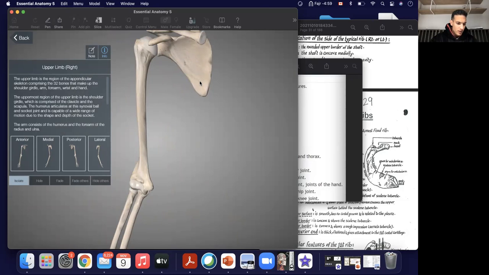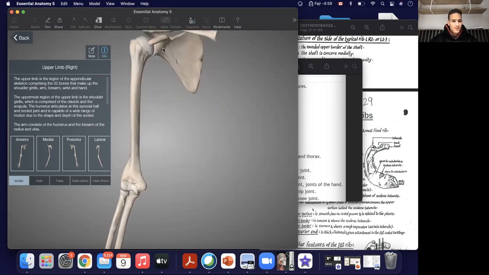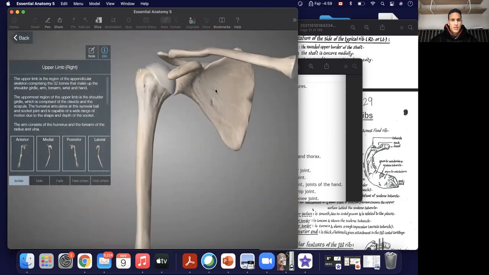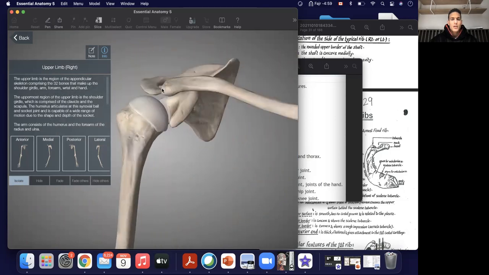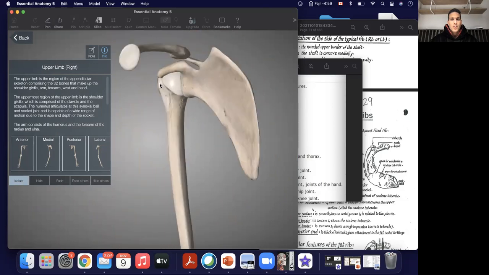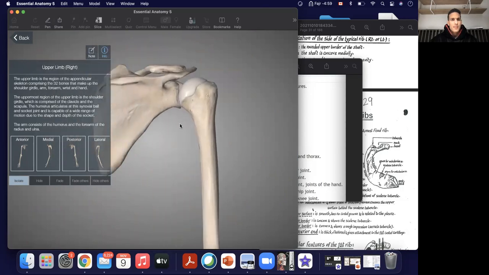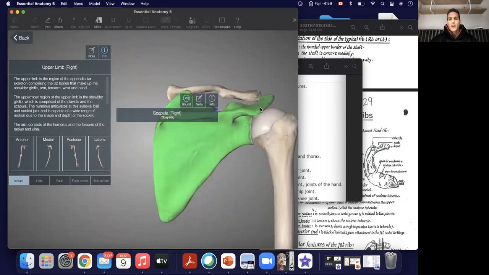Processes of scapula. Yes, the coracoid process. So you have the coracoid process, which is this one right here. Okay, coracoid process, acromial process. The acromial process joins with the clavicle by the clavicular joint. We have the costal surface, posterior surface. The posterior surface of the scapula is separated into the supraspinous and the infraspinous fossas by the spine of the scapula. The spine of the scapula extends to form the acromial process.